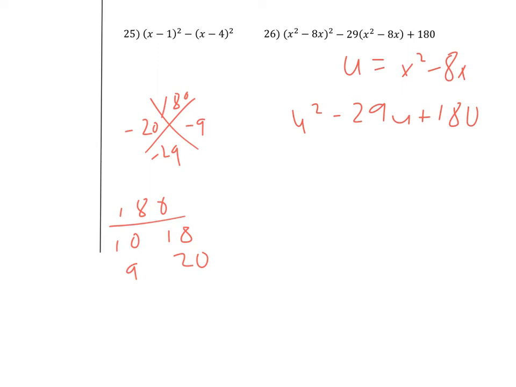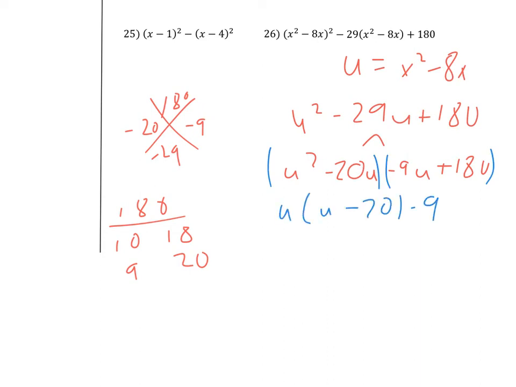And so I can split this up. It'd be negative 20u, negative 9u, plus 180. And then we'll group these up. And so you pull out a u, get u minus 20. Pull out a negative 9 and get u minus 20 as well. So u minus 9, u minus 20.